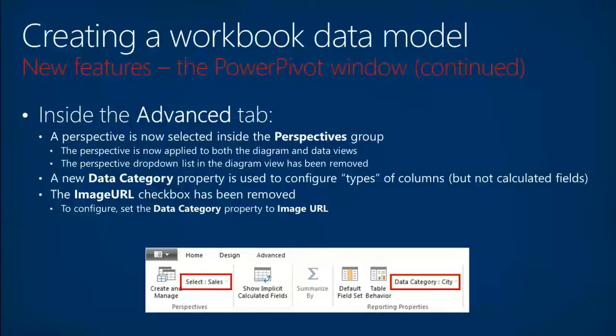Be aware that what is missing, we used to have a checkbox that said, this is an image URL. In other words, the content of this text column contains a reference to an external image that PowerView then could represent. That is now gone. You will use the categorization for that column that it is a web URL.